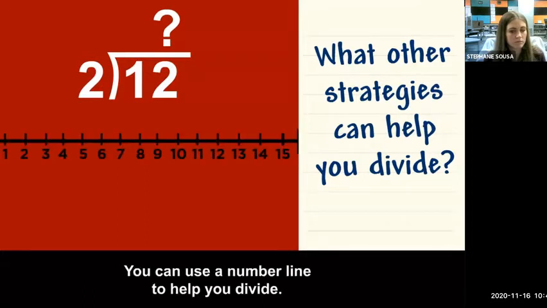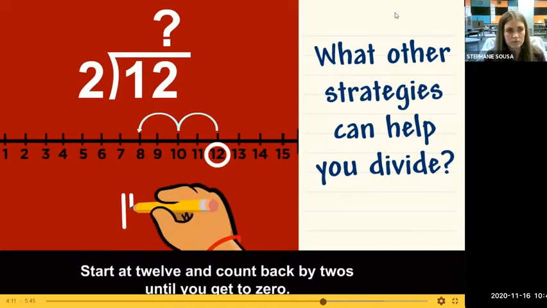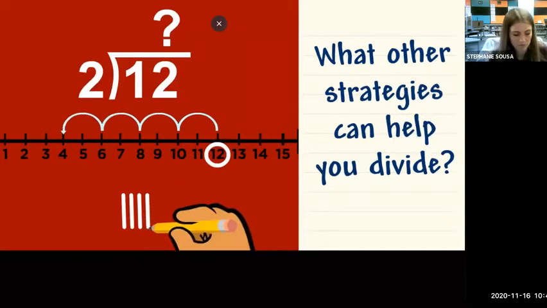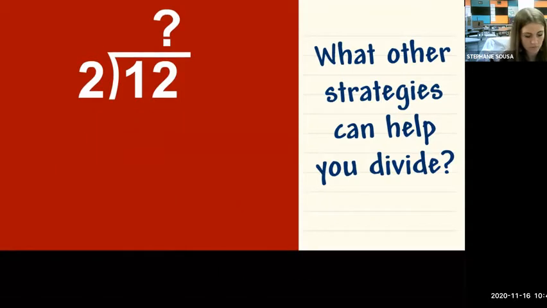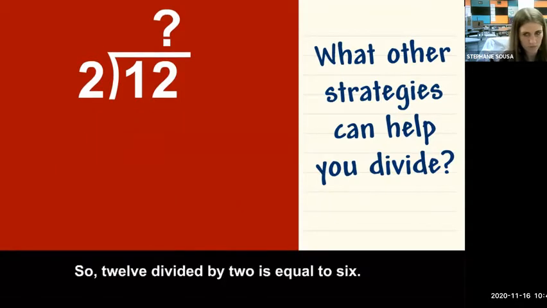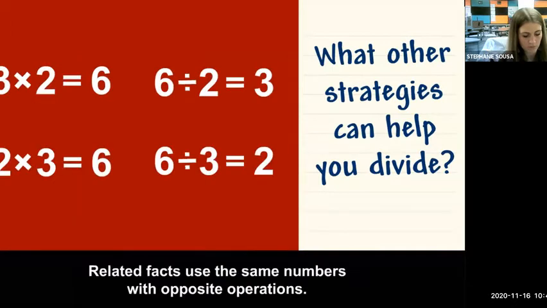You can use a number line to help you divide. Start at 12 and count back by 2s until you get to 0. We counted back 6 times. So 12 divided by 2 is equal to 6. She has to sell 6 boxes to raise $12.